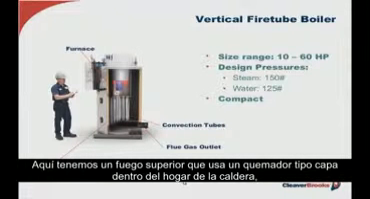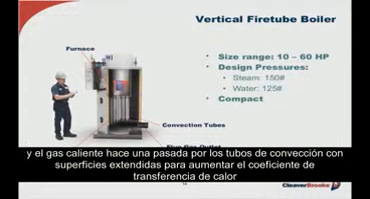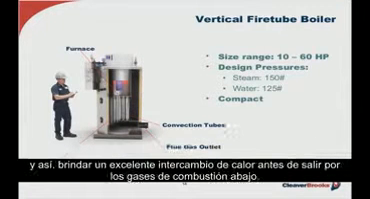This picture, of course, is a top fire using a mantle-type burner firing into the furnace, and the hot gases then make one pass through the convection tubes using extended surfaces to greatly enhance the heat transfer coefficient, thereby affording excellent heat exchange before exiting through the flue gas outlet, which is at the bottom and indicated in the picture.